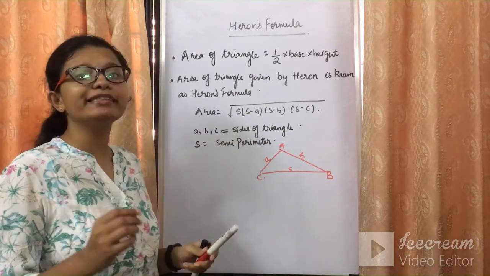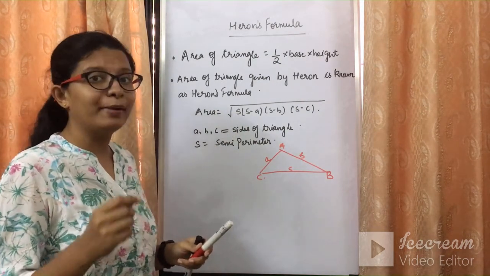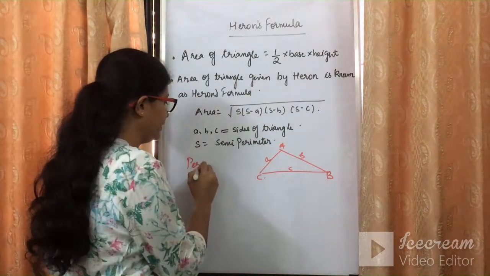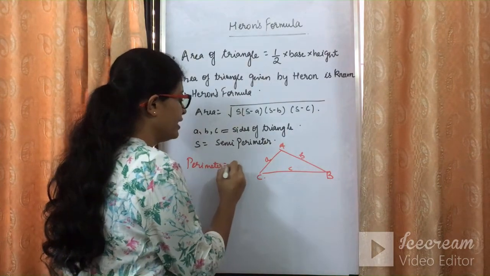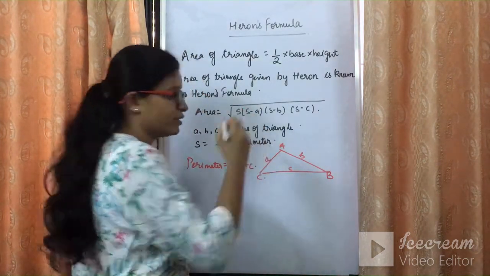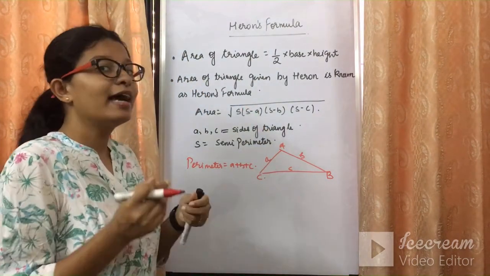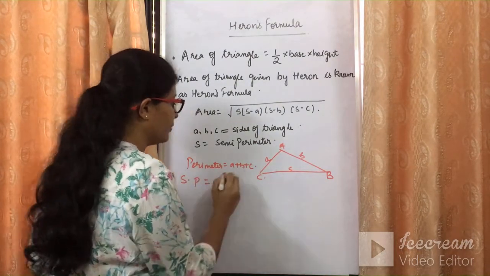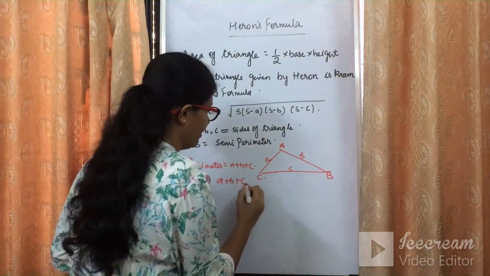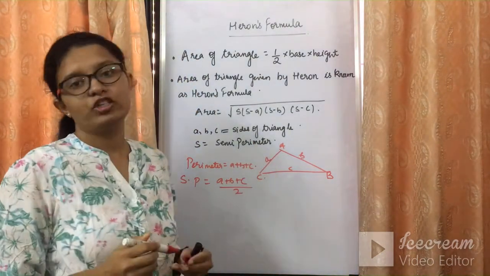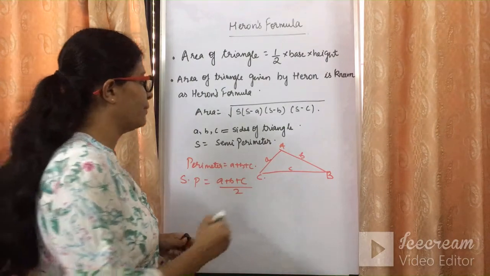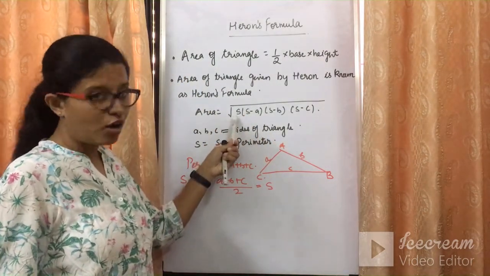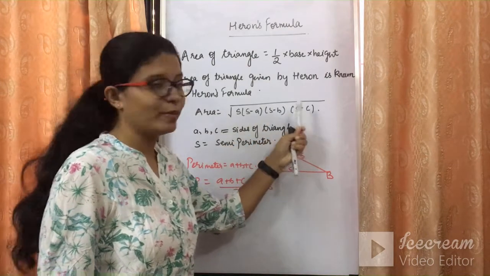So what do we mean by s over here? s is nothing but the semi-perimeter. What do we mean by perimeter? Perimeter is nothing but the summation of all sides. So the perimeter of this triangle comes out to be A plus B plus C. And the word semi means half, so the semi-perimeter will be half of the perimeter, A plus B plus C divided by 2. This is denoted by small s. So the formula is under root of s into s minus a, s minus b into s minus c.